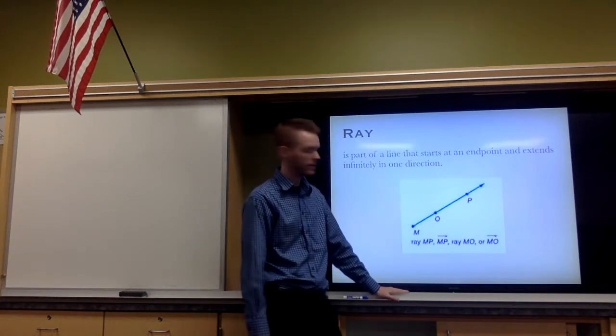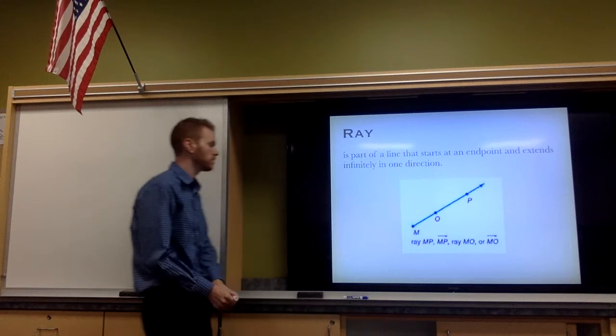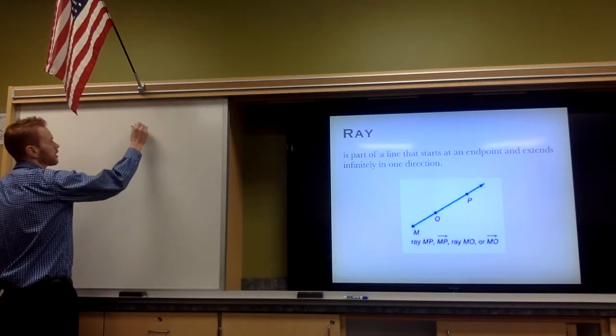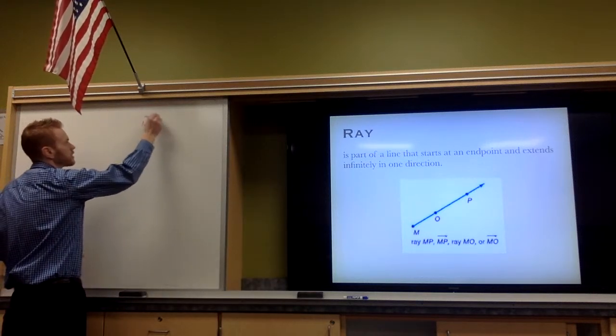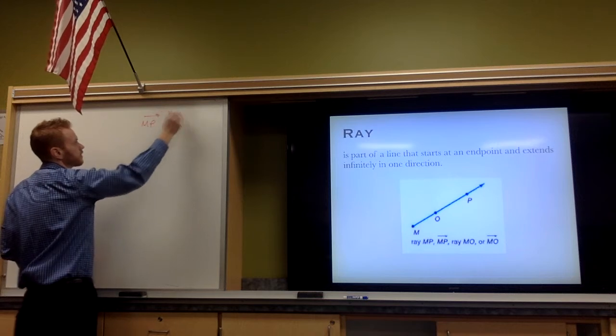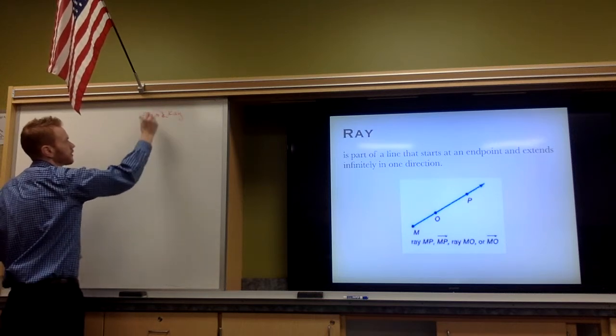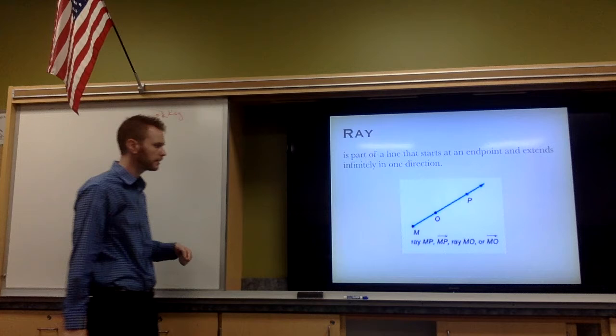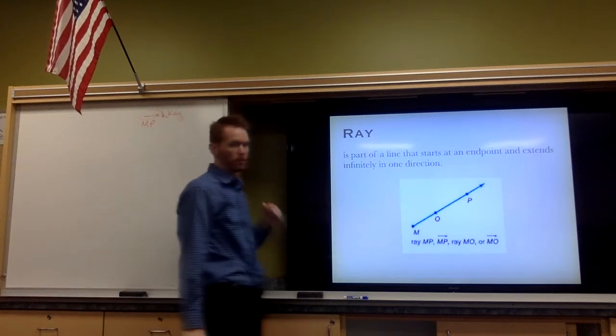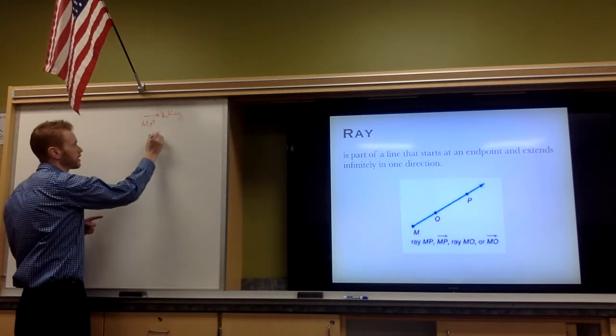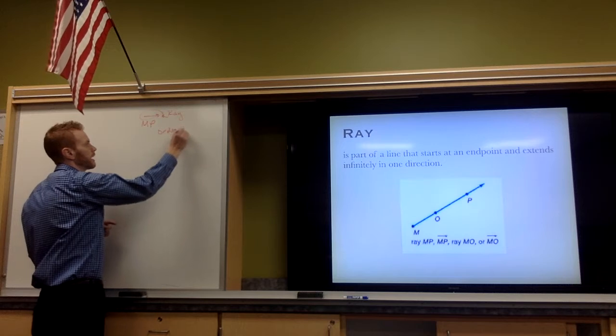Now, when we name these things, we have a new symbol. It's kind of hard to see there. It's going to be a half line symbol. That's a ray symbol right there. So it's half a line. Order matters. So I'm going to write that. Order matters.